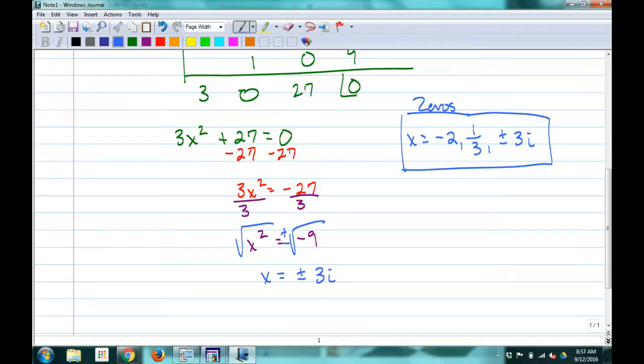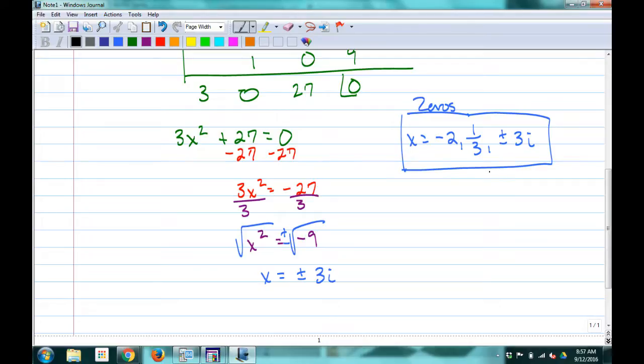Now, what I want you to see here is this theorem called the complex conjugate theorem. What it tells us is that if you've got an imaginary or a complex solution, it'll always be one of them with the plus and one with the minus. They come in pairs. So if they tell you that 3i is a solution to this problem, then so is negative 3i. They come together. That'll come into play as we build polynomials in just a little bit.